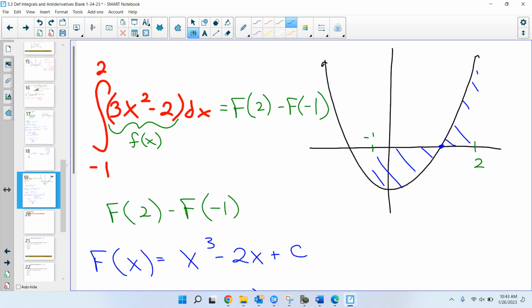Where do I end up? I don't know. How far have I been displaced from where I started? 3. That's an important distinction. I don't know where I ended up. I'd have to know where I started. What I do know, though, is wherever I started, I ended up 3 units to the right of where I started. Does that make sense?